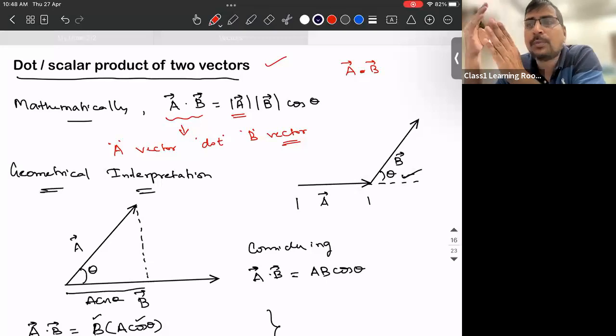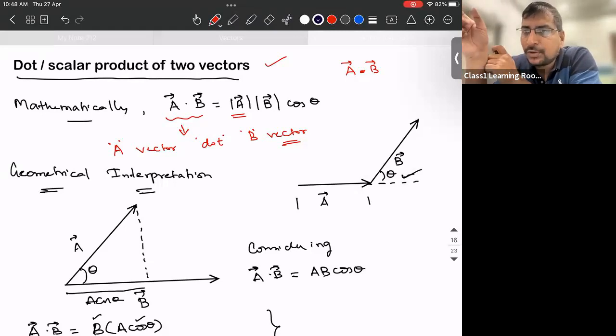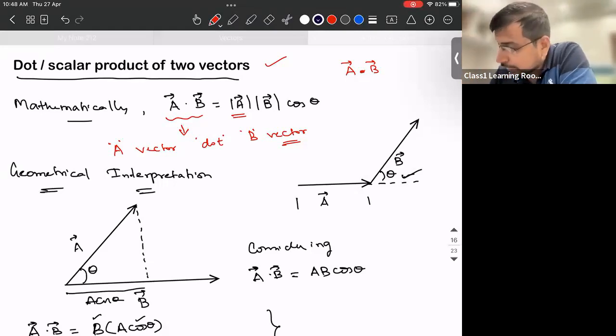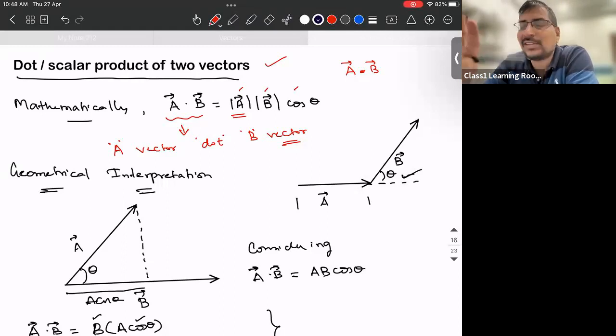Magnitude of A vector into magnitude of B vector. Magnitude of A is a scalar, it's a number. Magnitude of B is a number, into cos of the angle between them, that is also a number. So a number multiplied with a number is going to give us a scalar. That is the reason why dot product is also called a scalar product. You should not confuse that dot product means it is done between scalars. No, dot product is done between vectors only, but the output is going to be a scalar. That is why it is called the scalar product of two vectors. Am I clear with this?